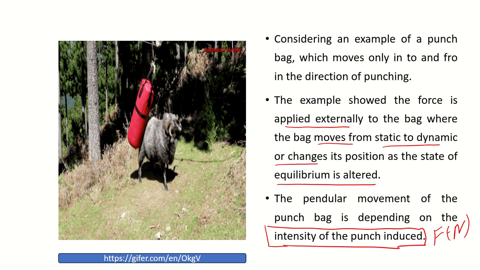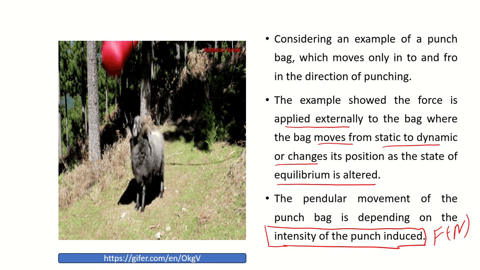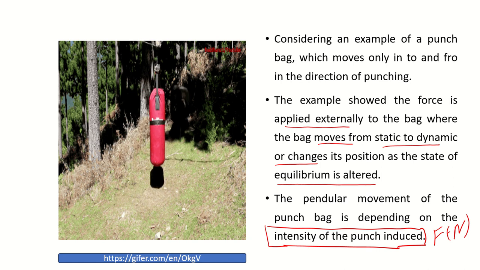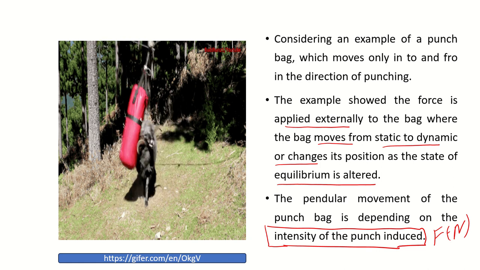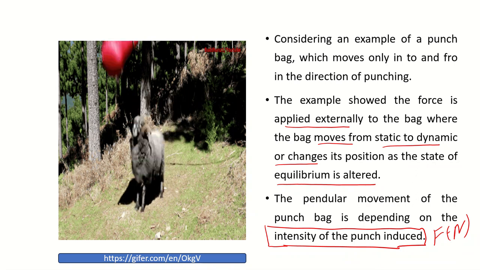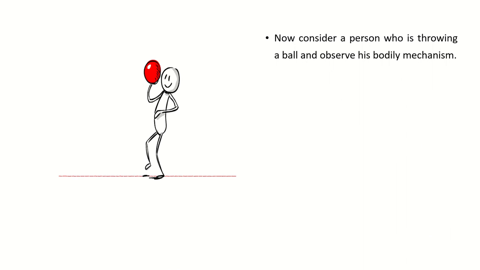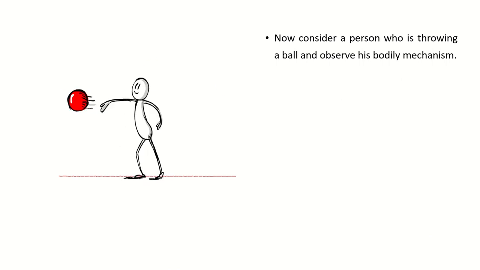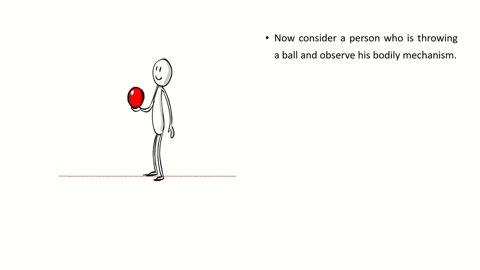So, we humans, unlike the object, are not meant to move to and fro or in one particular direction. We have got our brain to guard us, or if you are paralyzed, you might just fall off. Now consider a person, let us take a more complex example. Consider a person who is throwing a ball. Observe his bodily mechanism. Name one joint which is not moving in the video. I don't think there's a joint which is not moving in the video.